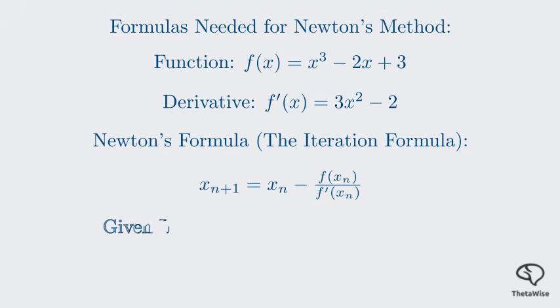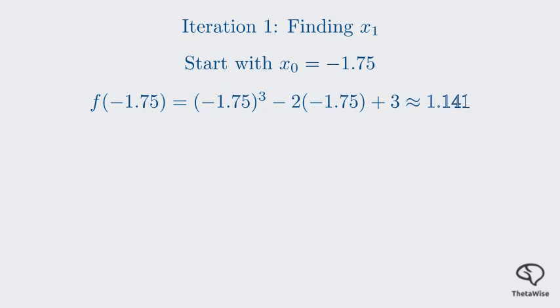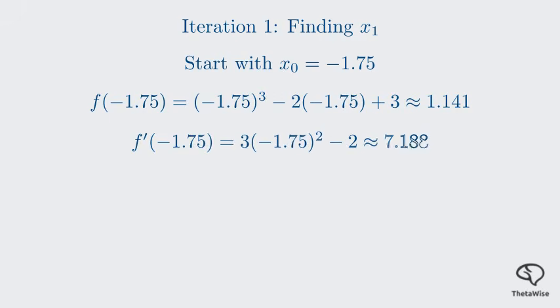Our starting point, or initial guess, is x sub 0 equals negative 1.75. We will now apply the formula twice to get a better approximation. Let's perform the first iteration to find our first improved approximation, x sub 1. We start with x sub 0 equals negative 1.75. First, we evaluate the function at this point. f of negative 1.75 is negative 1.75 cubed minus 2 times negative 1.75 plus 3. This calculates to approximately 1.141. Next, we evaluate the derivative. f prime of negative 1.75 is 3 times negative 1.75 squared minus 2. This calculates to approximately 7.18.